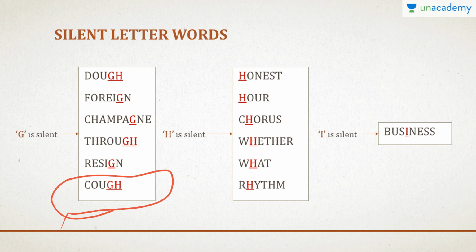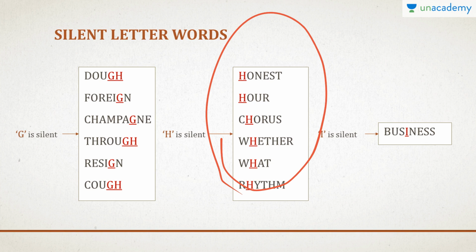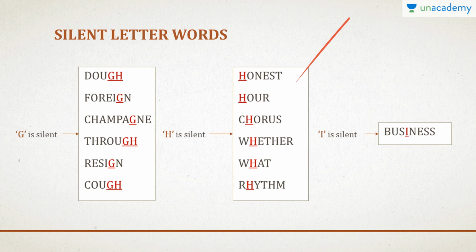Next, let's look at the words where H is silent. So, honest, hour, chorus, weather, what, and rhythm. So when you say honest, you shouldn't pronounce the H. And be sure to include the H when writing. Similarly, hour is not pronounced with an H sound. Just leave out that H sound in the beginning and say hour, just like how you say hour, O-U-R. Similarly, for the other words, make sure you include the H when you're writing and leave out the H when you are speaking.